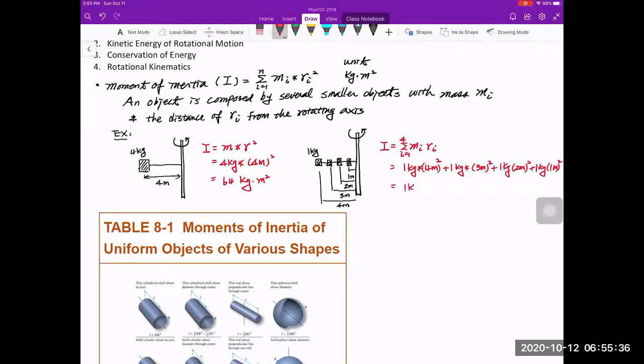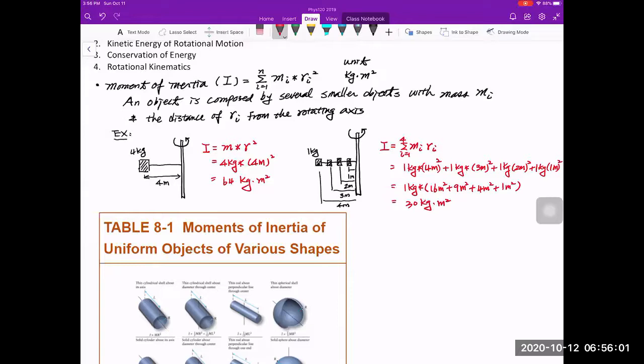This is simply 1 kilogram multiplied with 4 squared, which is 16 meters squared, plus 9 meters squared, plus 4 meters squared, plus 1 meter squared. And therefore, if you sum all these together, you get the value, which is 30 kilogram meter squared.